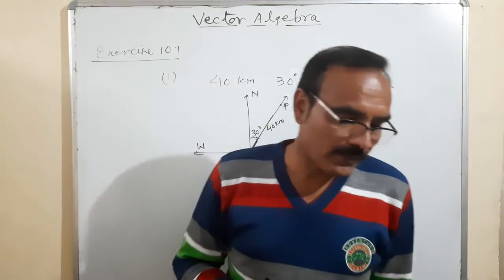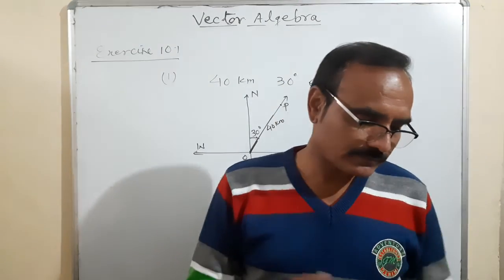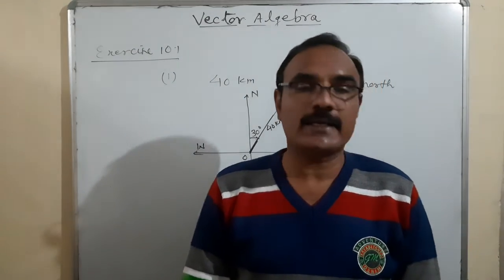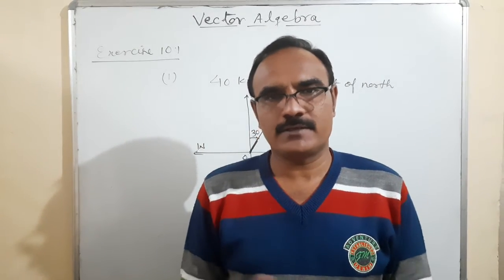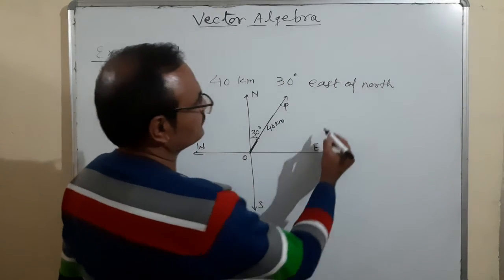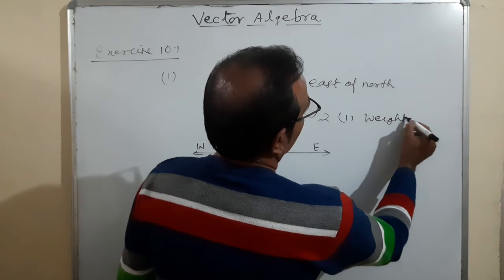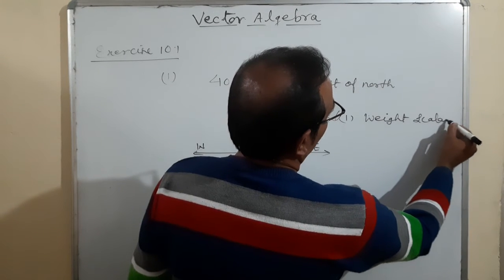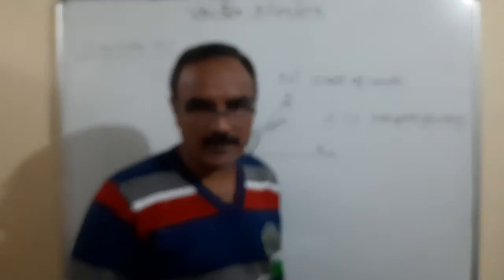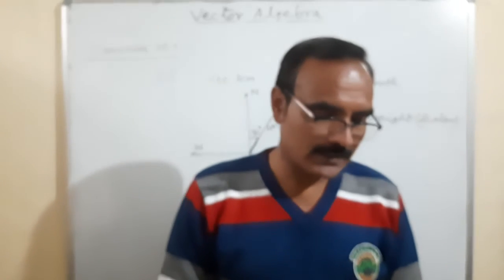Question number 2. Classify the following measures as scalar and vector. The first one is 10 kilogram. Only kilogram is there. The weight, of course, is a scalar quantity. What is the reason? Because it does not have direction, only magnitude. The second is 2 meters northwest. Both direction as well as magnitude are given, so it is a vector. The second is a vector.